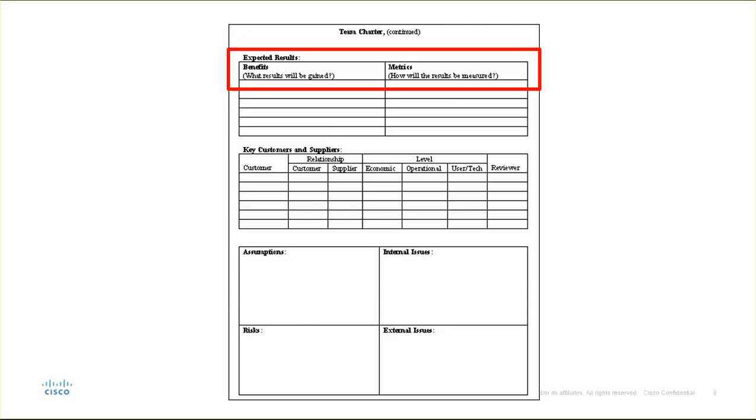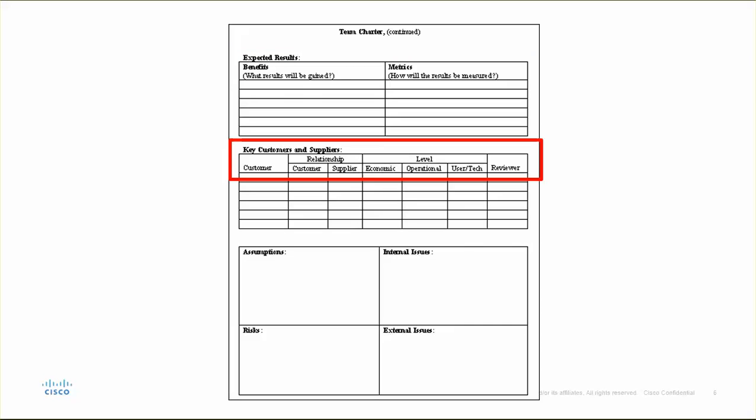expected results, including the benefits that are expected to be gained and measurements of the results, key customers and suppliers, including the level of their relationships and who will review the team's results from the customer's perspective. These are some of your very important stakeholders, your customers and suppliers. Take time here to consider how they fit in and will be affected by any changes that your project could make for them. Then we finish up with assumptions, internal issues, risks, and external issues.